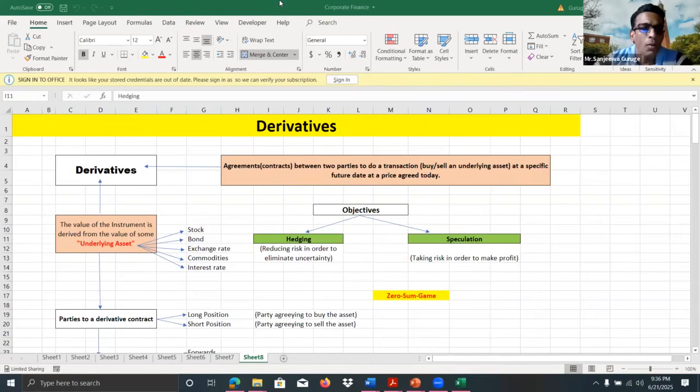One question: if we manage the situation using derivatives, does neither party get a loss or profit? Is that the condition when we use derivatives? No. When we use derivatives, there is always a gain to one party and a loss to the other party.